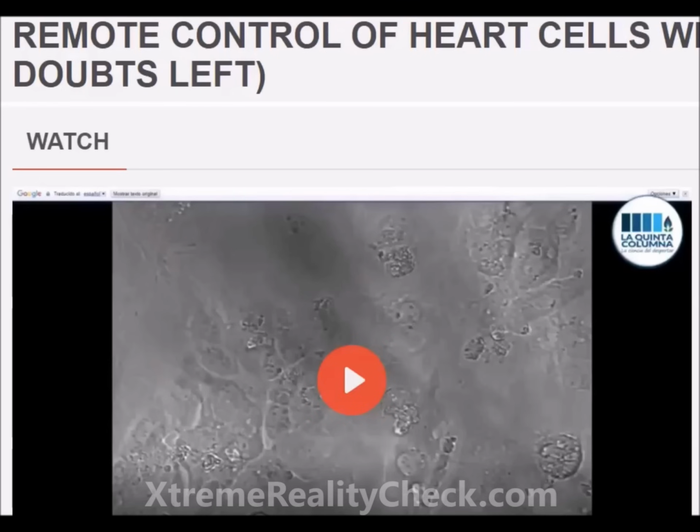They are remote controlled heart cells, just like we showed from the Rockefeller.edu website back in 2017, that they had remote control brain cells in the mice. Well, they've also done it on the heart cells.